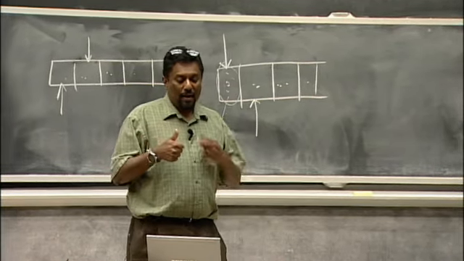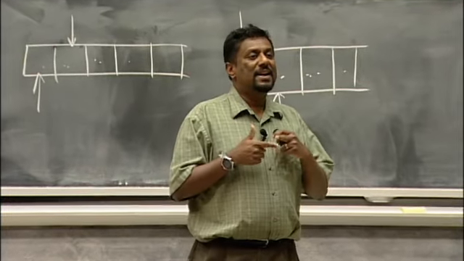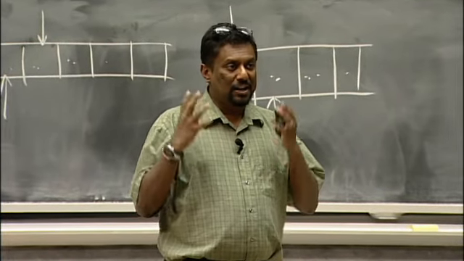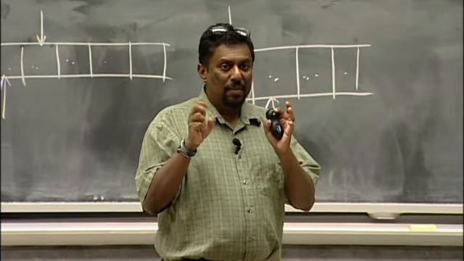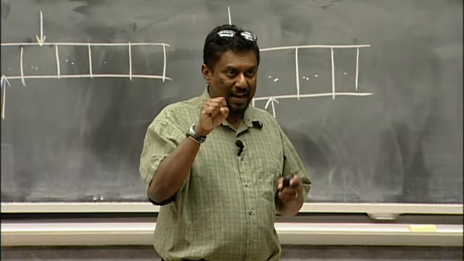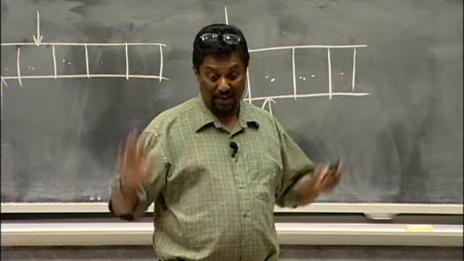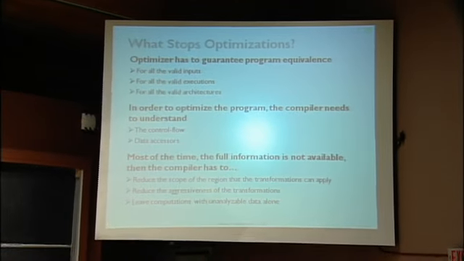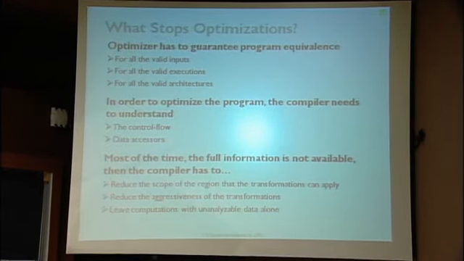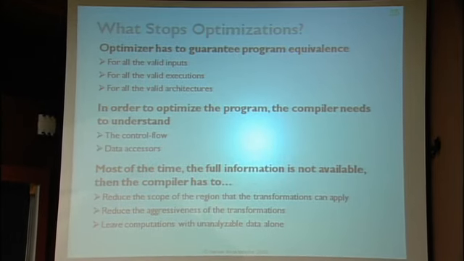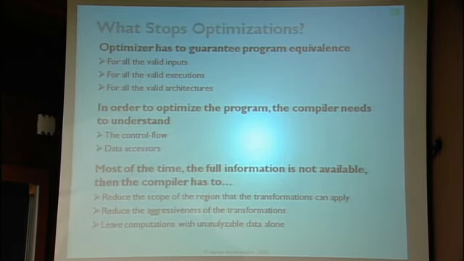So you have to understand both control flow and data accesses, and make sure that you understand them. And if any of them the compile time analysis cannot understand, the compiler gives up very fast. So the thing is, most of the time, if the information is not available, the compiler will reduce the scope of the region it's doing the transformation.